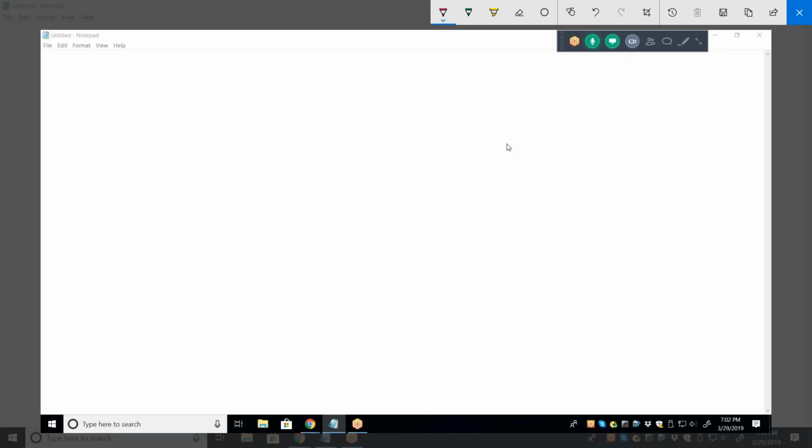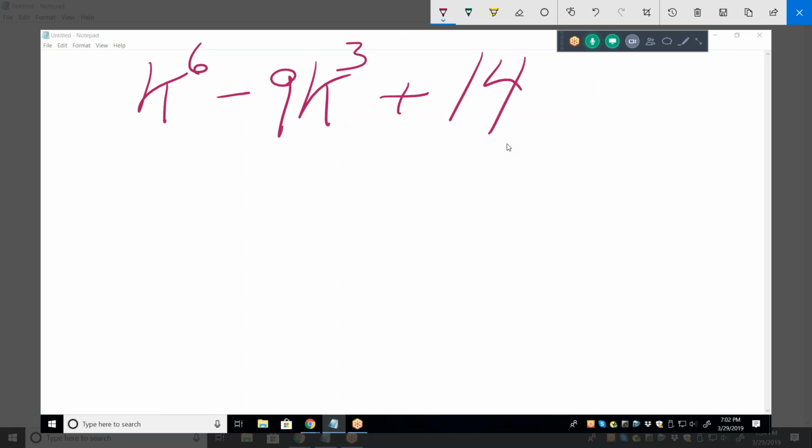So the next one is k to the 6th minus 9k cubed plus 14. All right. This is a bit of a sticky wicket. Trying to figure out how to explain this to you.